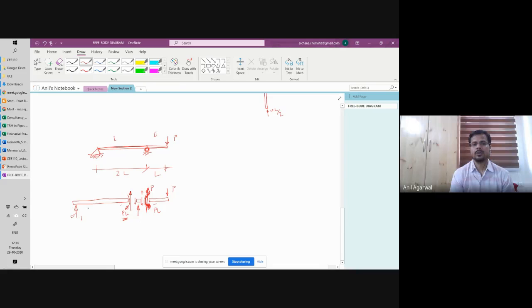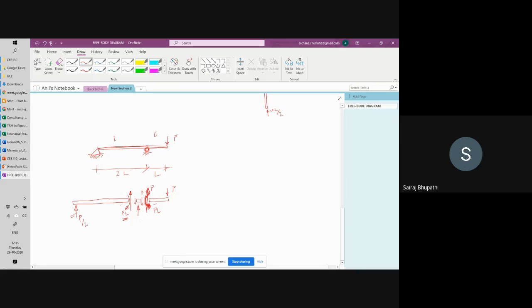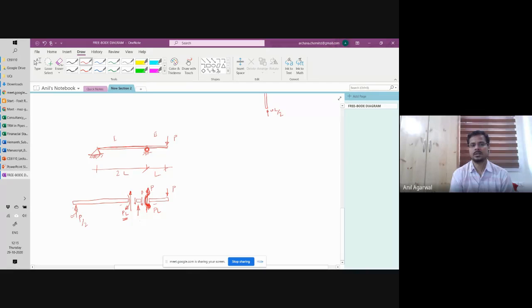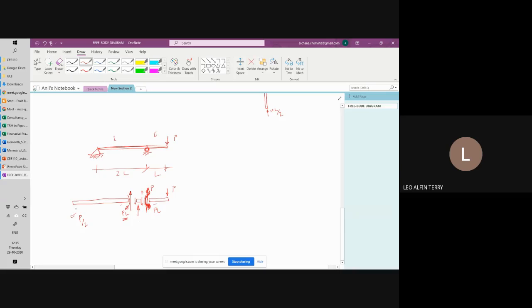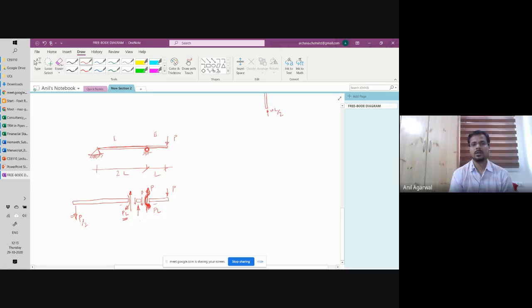Yes, sir. So if I do the moment balance of the first part, how do I get this moment to balance? There has to be a reaction here, right? So this length is 2L. The length of the first part is 2L. So this force has to be P by 2 in this direction. Is the direction correct? Opposite direction, right? So now you look at it, you've got PL moment acting in the clockwise direction.